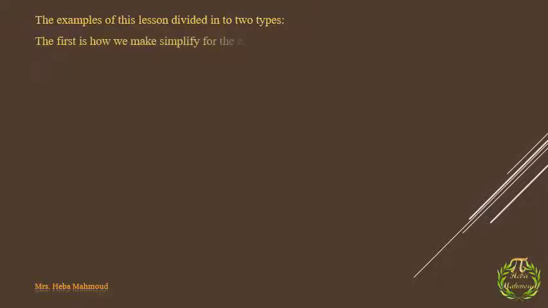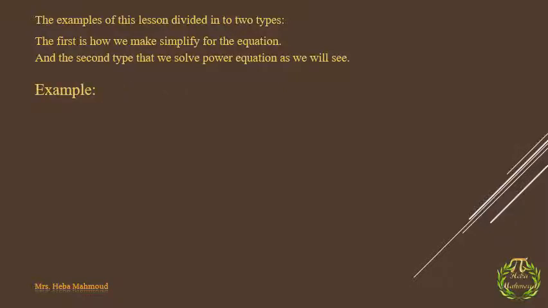So the examples of this lesson are divided into two types. The first type is how we simplify the expression, and the second type is that we solve the power equation. We will see in the examples. Now this example is of the first type. Example 1, simplify: 4 power n times 6 power 2n over 2 power 4n times 3 power 2n.